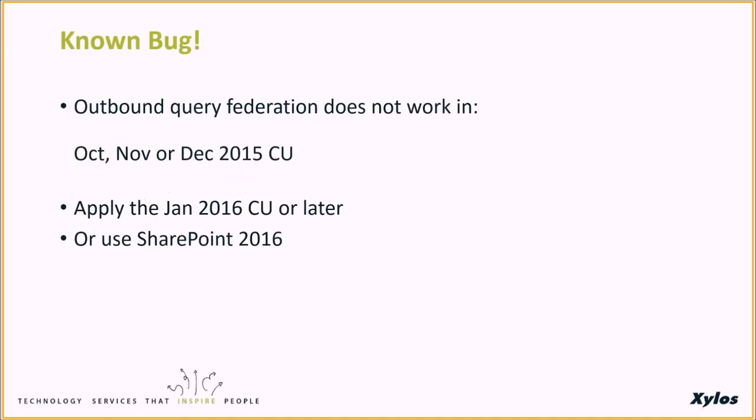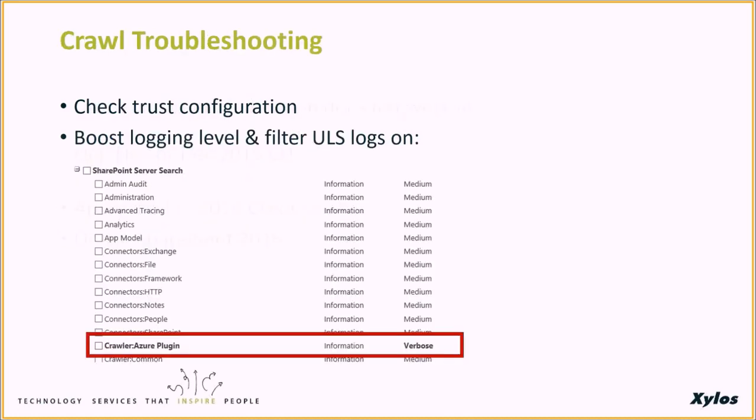There is a known bug: if you're using the October, November, or December 2015 cumulative update, query federation does not work. That means that searching on premises for online content will not work. So that's important. You have to apply the January 2016 CU for SharePoint 2013 or later, or of course use SharePoint 2016, which has all these capabilities already built in.